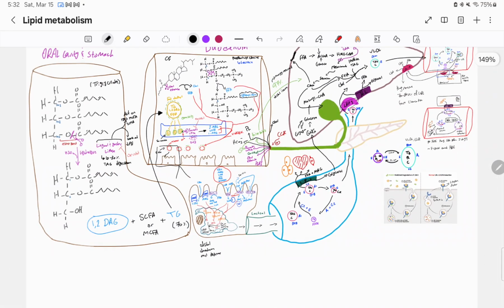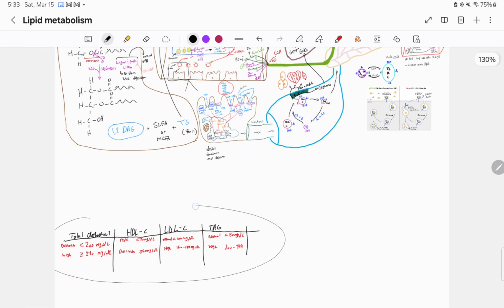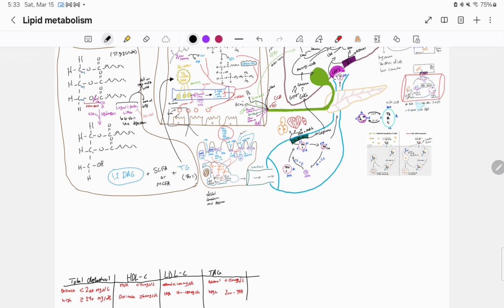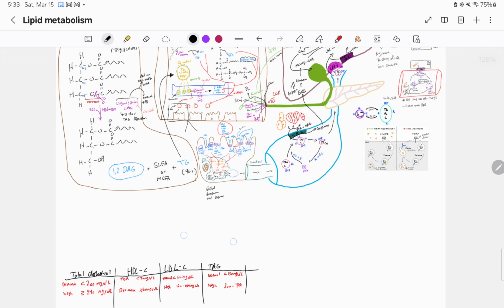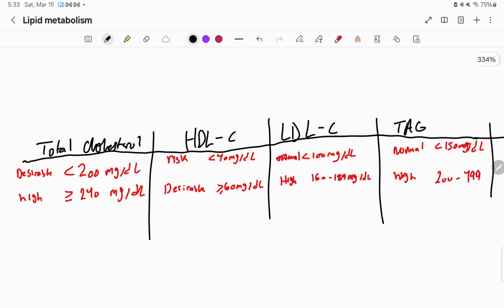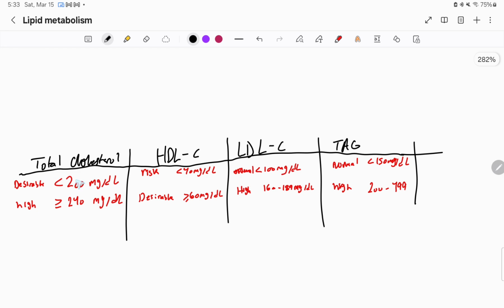Now, finally, just to talk very briefly about the optimal levels for all of these, and then we'll finish off the video with the actual complex version of the HDL cycle. Now, total cholesterol, the desirable amount, and by the way, these are the most recent amounts, should be less than 200 milligrams per deciliter. Deciliter is just 100 milliliters of blood. If it's too high, it's going to be greater than or equal to 240.